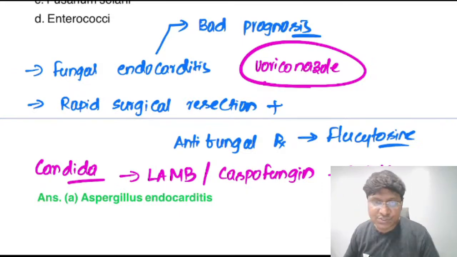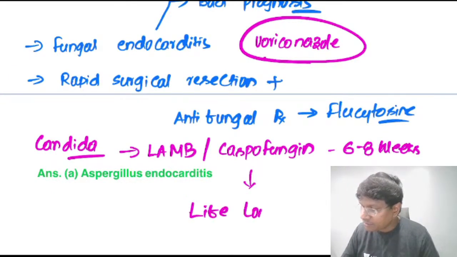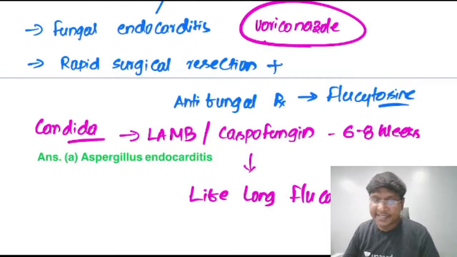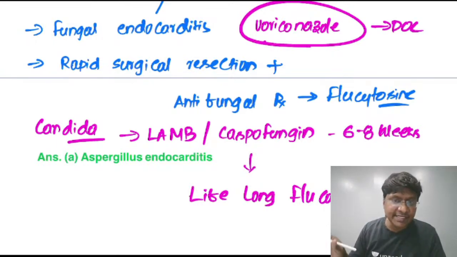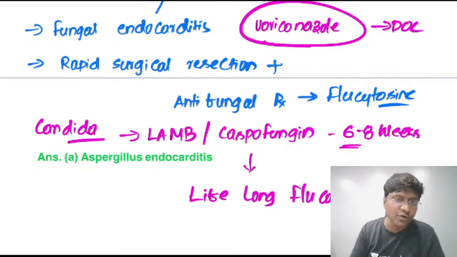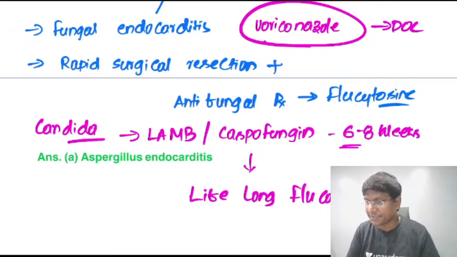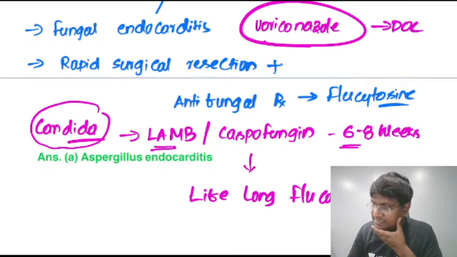You have to give 6 to 8 weeks. Then after that, you should give lifelong fluconazole. So in case of Aspergillus endocarditis, you need to give voriconazole. This will be the drug of choice. Whereas in Candida endocarditis, for 6 to 8 weeks, you need to give liposomal amphotericin B or caspofungin, followed by lifelong fluconazole. Yes, Priya Thakur, in Candida, you can give either of these.